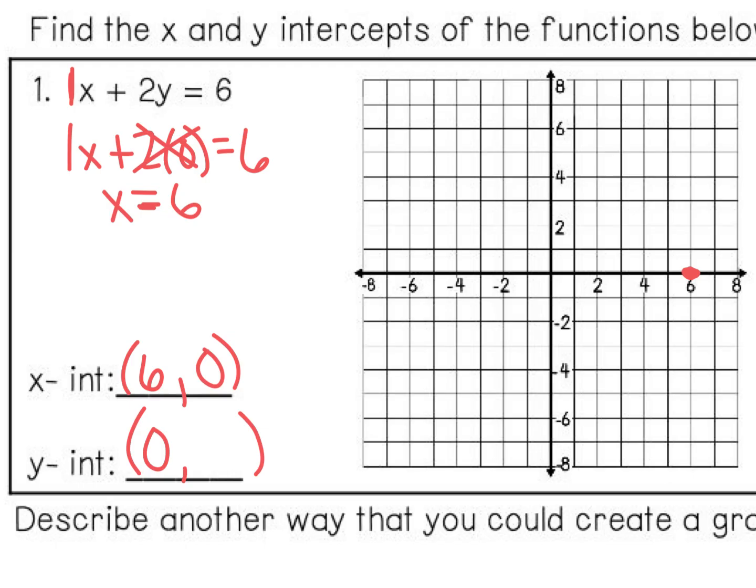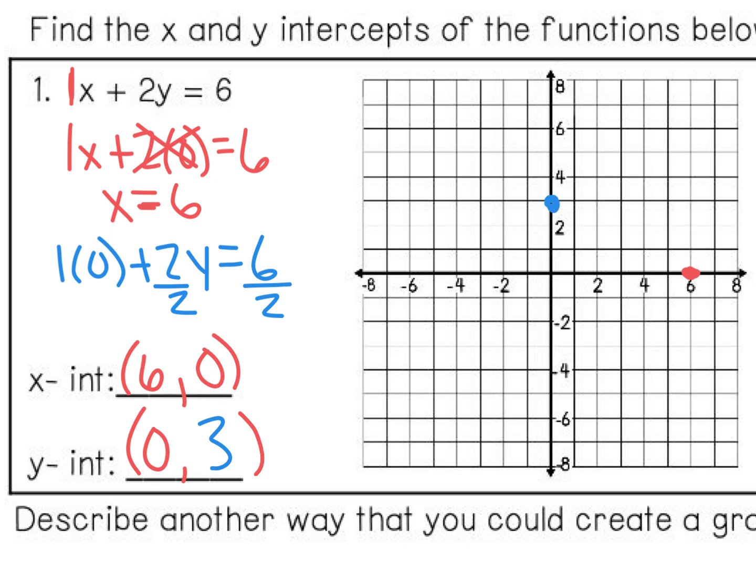Same thing on my y-intercept. You could write it out. You could say 1 times 0 plus 2y equals 6. You could do that. Or you could just cover up with your finger. You could cover up that x. Well, what's 2y equals 6? What do we do? We divide by 2. Y equals 3. Now I have 2 points on my graph, and I can draw my line.